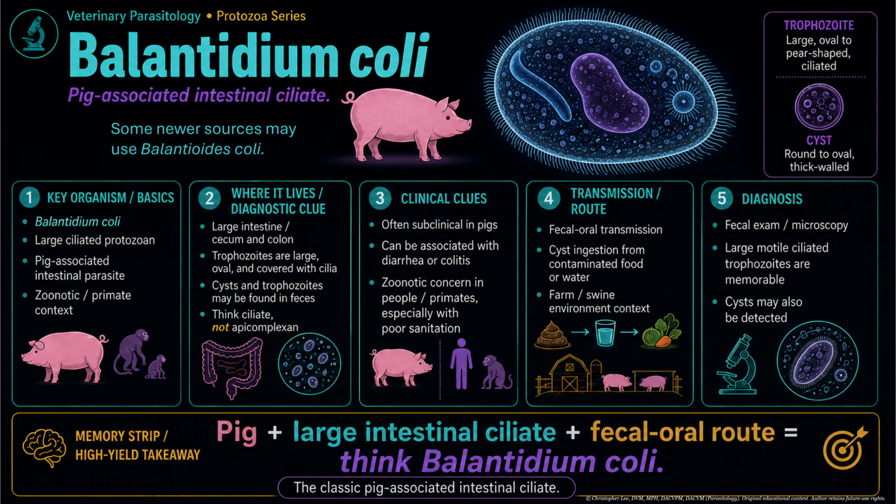The public health concern comes from its zoonotic potential, especially where sanitation is poor. Transmission is fecal-oral through the ingestion of cysts in contaminated food or water. On microscopy, the large motile ciliated trophozoite is difficult to forget. It looks less like a subtle protozoan and more like a microscopic shag carpet with somewhere to be. When you think of pig, large intestinal ciliate, fecal-oral route, and zoonosis, think Balantidium coli.